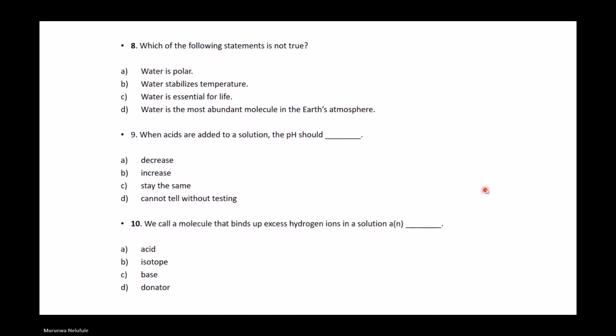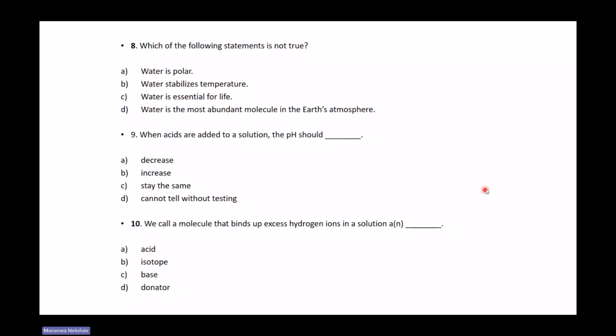Sorry, I lost the screen. I think it's B. I think it's D. You think it's B? You think it's D? Which one do you think it's? No, I think it's D. You think it's D? Yeah.